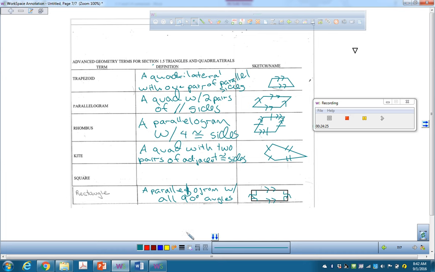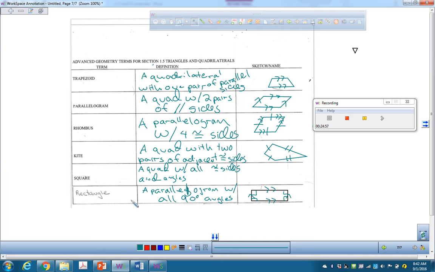And finally, a square. Go ahead, Whitney. A quadrilateral with all congruent sides and angles. Oh, nice. So that's one way to define it. A quad with all congruent sides and angles. Because if they're all the same, then they would all have to be 90 degrees, right? You kind of know that, okay? But how about using some of those other terms?